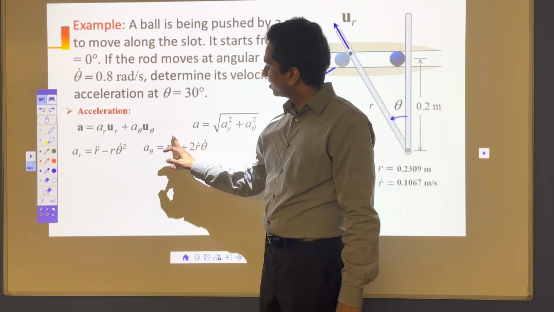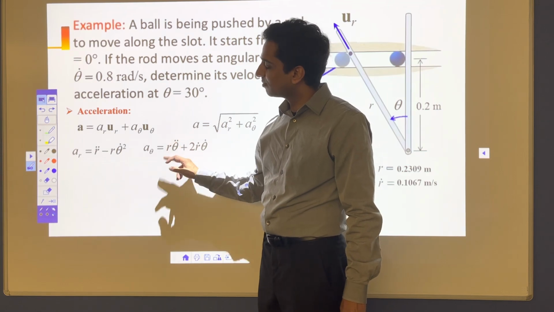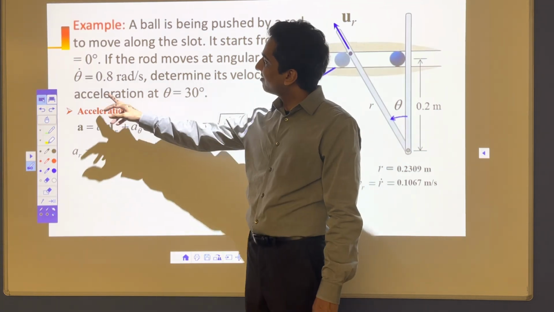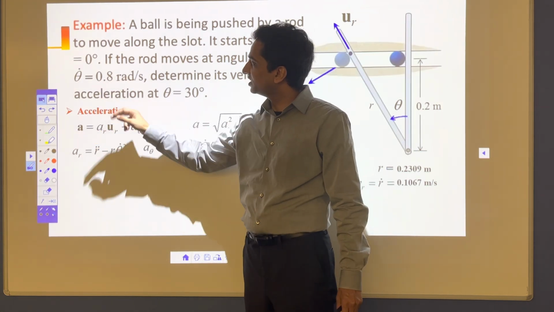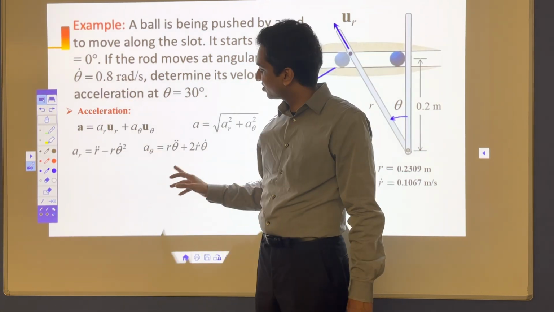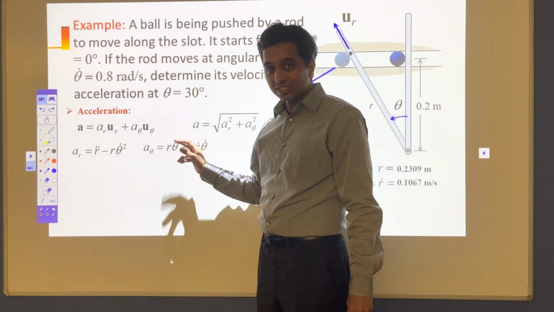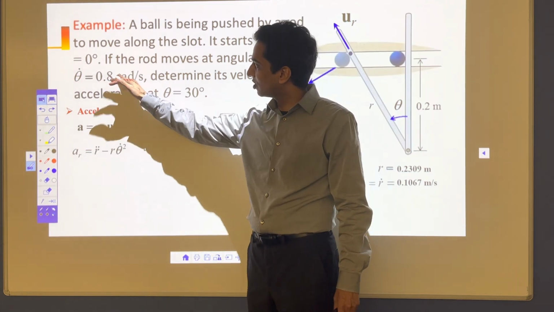And theta double dot means angular acceleration. Now angular velocity is constant, it does not depend on time. So angular velocity is constant, 0.8. It means that angular acceleration is 0. The derivative of a constant is 0, as the velocity is constant.